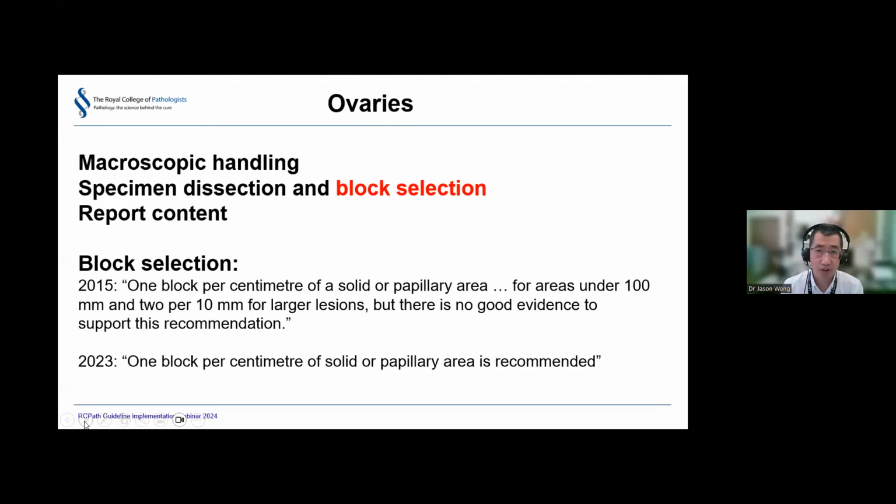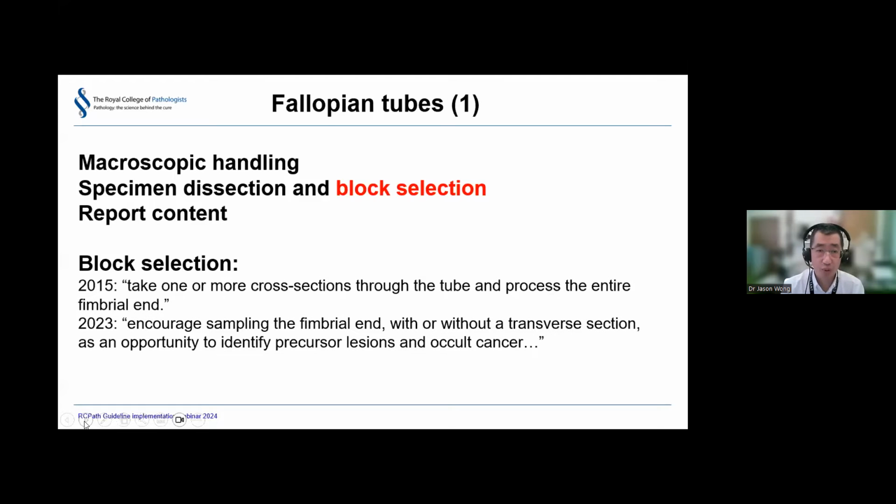And even for serous borderline tumors, some authorities recommend 2 blocks per centimeter for larger tumors, particularly those with a micropapillary cribriform pattern or microinvasion. So moving on to the fallopian tubes, again, there have been minimal changes here. The only one I could find was in 2015, they recommended sampling the entire fimbrial end of every fallopian tube, no matter what the reason for taking it out was, assuming it was present in the specimen.